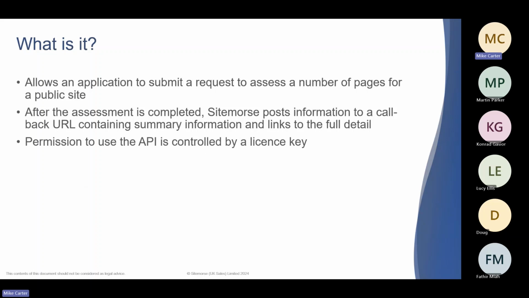Okay, so what is it? Basically, it allows you to submit a request to assess a number of pages from a public site, which is what you can do as a Sitemorse client already, but this allows you to do it from an application. Now, I should qualify what I mean by public site. It's basically a site that our Sitemorse servers can access. So strictly speaking, it doesn't have to be public. For example, if you've whitelisted our IP addresses, then that's fine, we'll be able to access it. But obviously we can only scan and test a website if we can actually get access to that website.